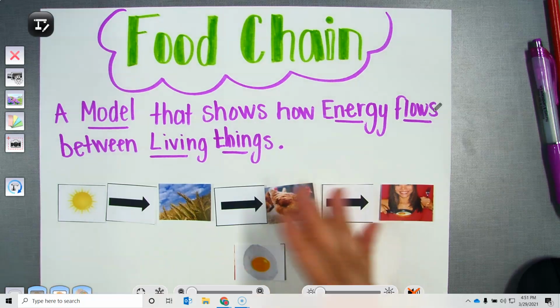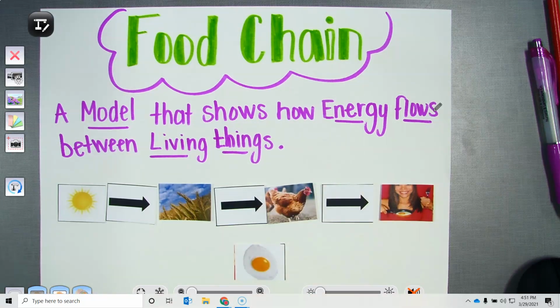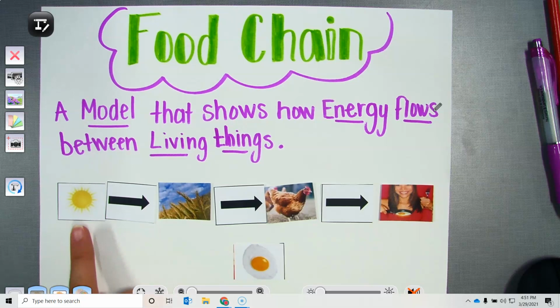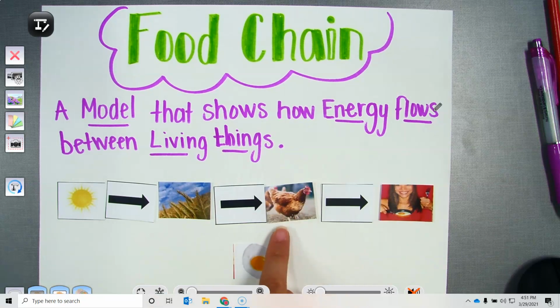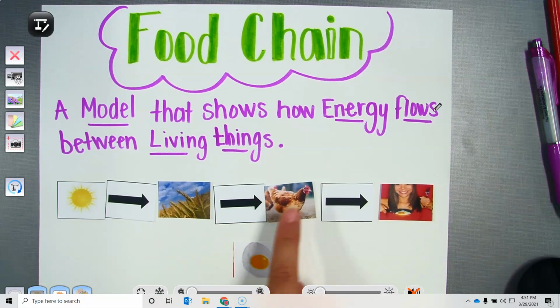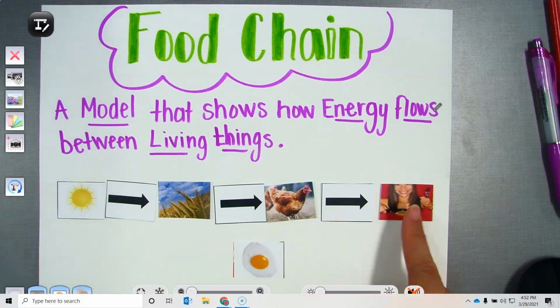Okay? So this model is showing the flow of energy between living things. The sun gives energy to the food, the plants. The plants give energy to the chickens who are eating, and then the chickens, we either eat chicken, like chicken on a drumstick, a chicken leg, whether we eat chicken breast where we cut up in pieces, or whether we eat eggs. We get that energy from the chickens because we're eating what they're producing.